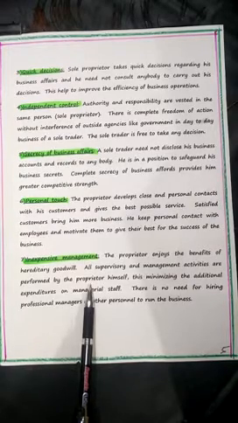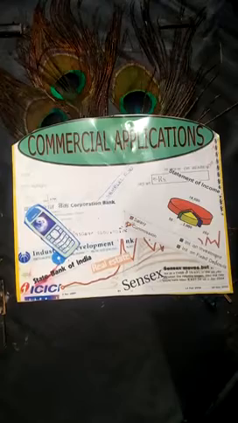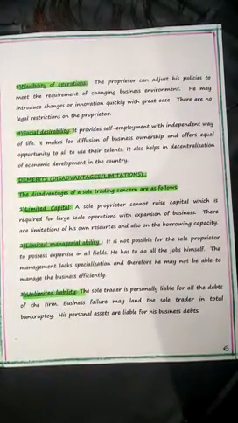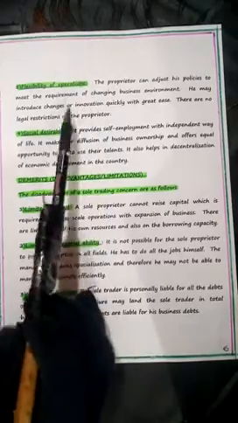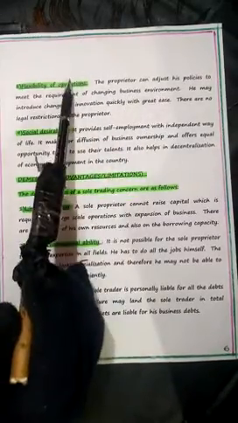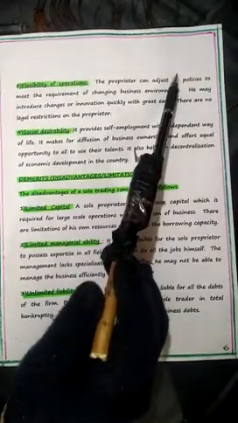Next, we move on to 8.1, flexibility of operations. Adapting to the changing conditions of the society or the market, they're going to adapt operations. So flexibility of operations is very, very important. The proprietor can adjust his policies to meet the requirement of the changing business environment. What is the meaning here? He is ready to adapt to the changing conditions of the market, also the socio-economic conditions of the society.